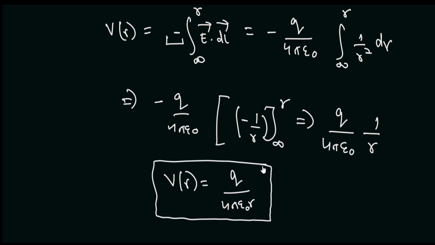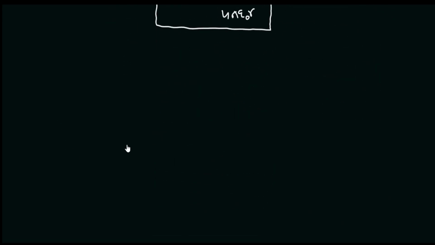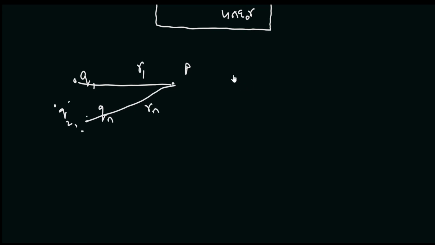This is the potential due to a point charge kept at the origin. Now, let's say we have n number of charges, charge q1, q2, like this up to n number of charges, and we want to find the electric potential at the point P, whose distance from the charge q1 would be r1, similarly from charge qn would be rn.